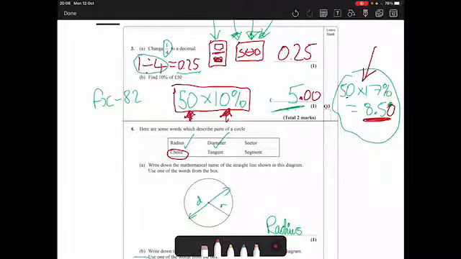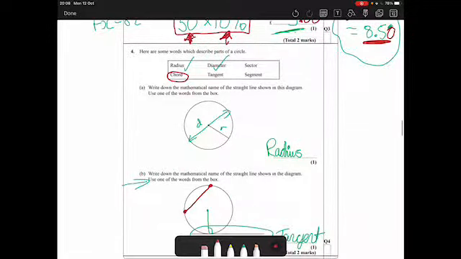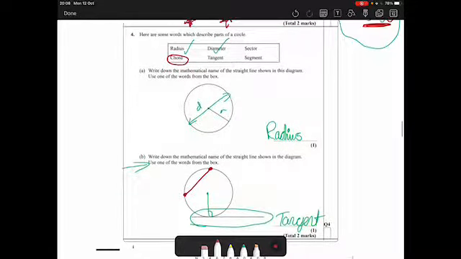Question 4. Here are some words which describe parts of a circle. Okay, 4a. Write down the mathematical name of the straight line shown in this diagram. Use one of the words from the box. So we're after this one here. It's the shortest one here. It goes from the centre to anywhere on the outside edge, and this one is called the radius. The diameter is the one that goes all the way across, as indicated on this diagram.